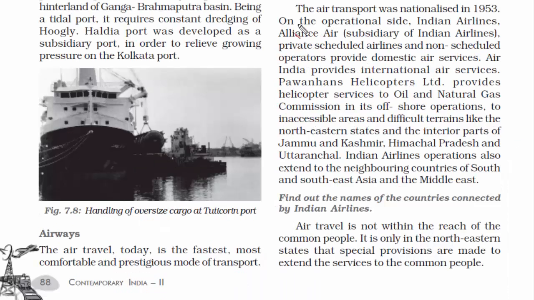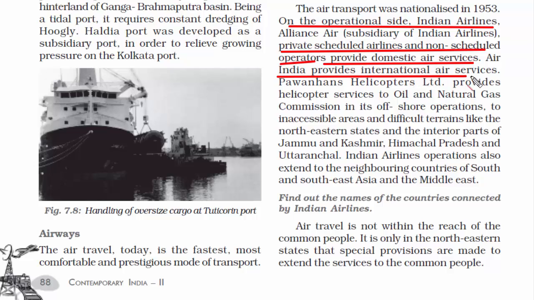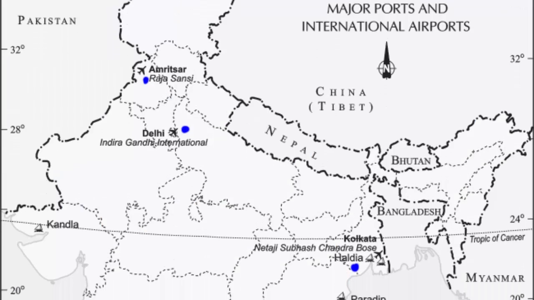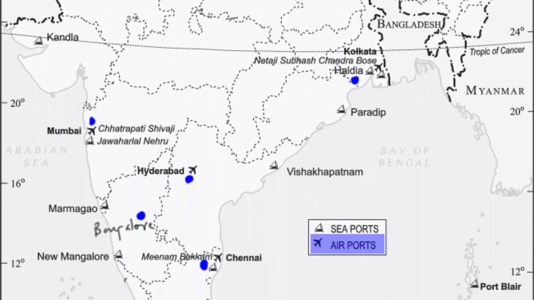So from the operational point of view, currently in India, we have government airlines like Indian Airlines and Air India. Indian Airlines provides domestic air services along with private scheduled airlines and non-scheduled operators, whereas Air India provides international air services. Then we have helicopter services that provide services to the Oil and Natural Gas Commission in its offshore operations. If you look at Bombay High, it's located in the Arabian Sea. Therefore, for traveling to their offshore base, helicopter is the ideal mode of transport. In this map, you can see the international airports of India.